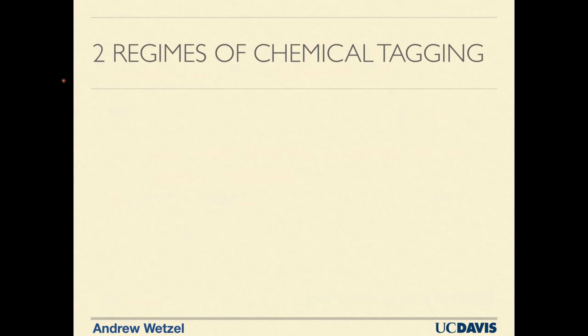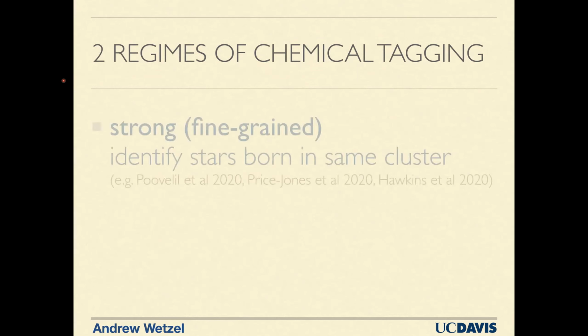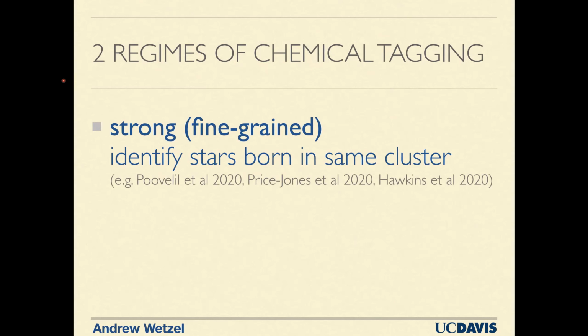Okay, so you can think of two regimes of people trying to use chemical tagging for these observations. There's a fine-grained or strong chemical tagging, where, for example, we want to identify stars that may be distinct throughout the disk today, but that were born in the same star cluster. So here we're thinking about small-scale chemical tagging, largely of stars that formed reasonably recently, so they're not so phase mixed across the disk. There's been lots of work on this in the last few years, really exciting.